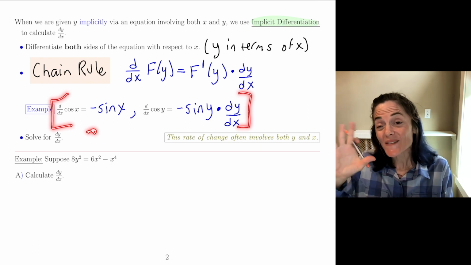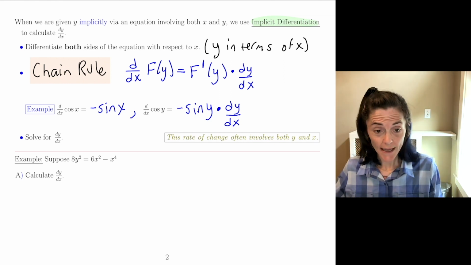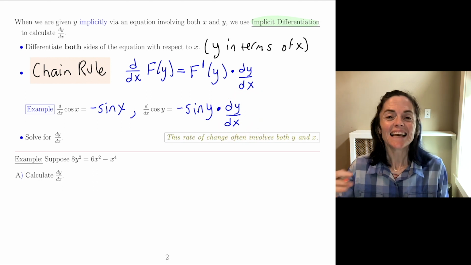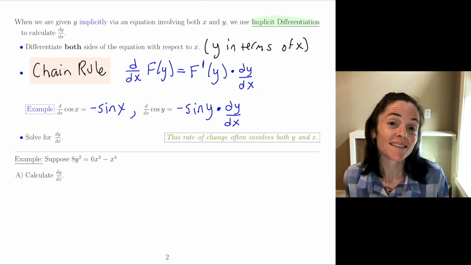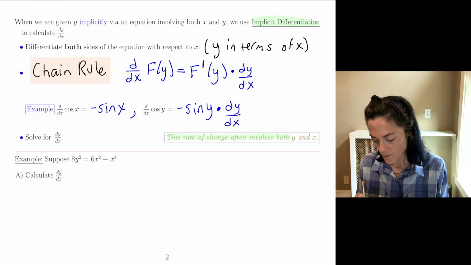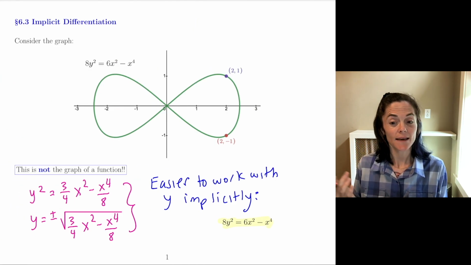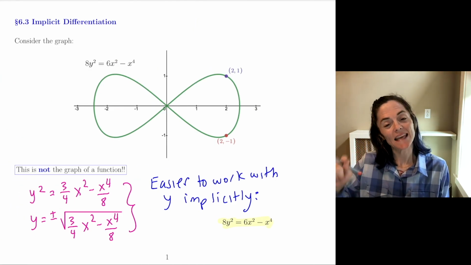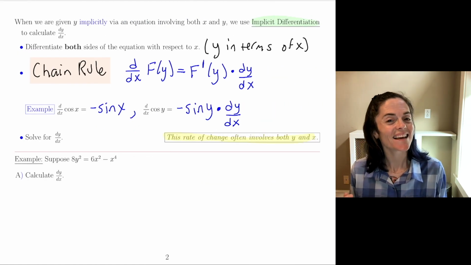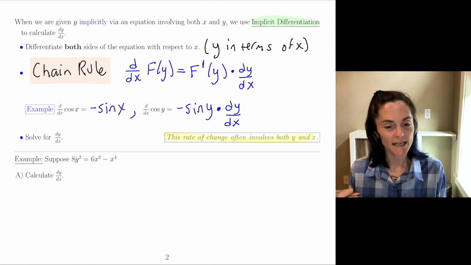Okay, so once we have differentiated both sides of the equation, left-hand side and right-hand side, then we will have some dy/dx appearing, and we can solve for dy/dx. And typically, this rate of change will involve both x and y. So let's go back to what we see here. 8y squared equals 6x squared minus x to the fourth. And let's calculate dy/dx. Our very first example using implicit differentiation.